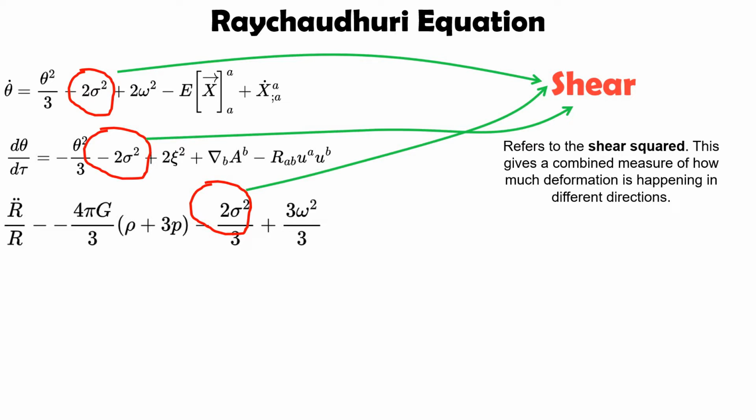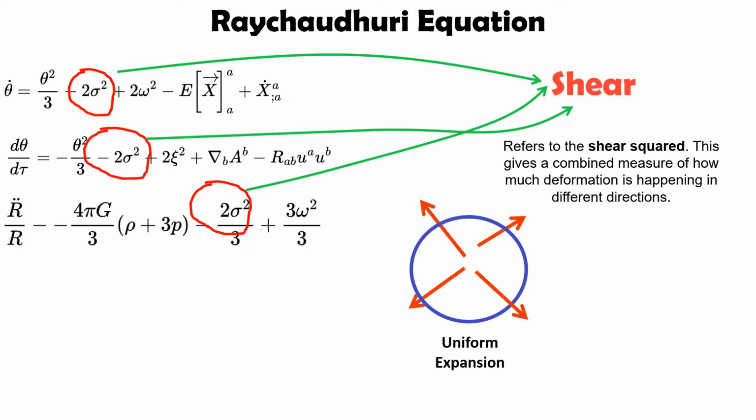Let me first explain what I mean by deformation. Here is our universe, for example, and it has a uniform expansion. So the universe is expanding uniformly in every direction.